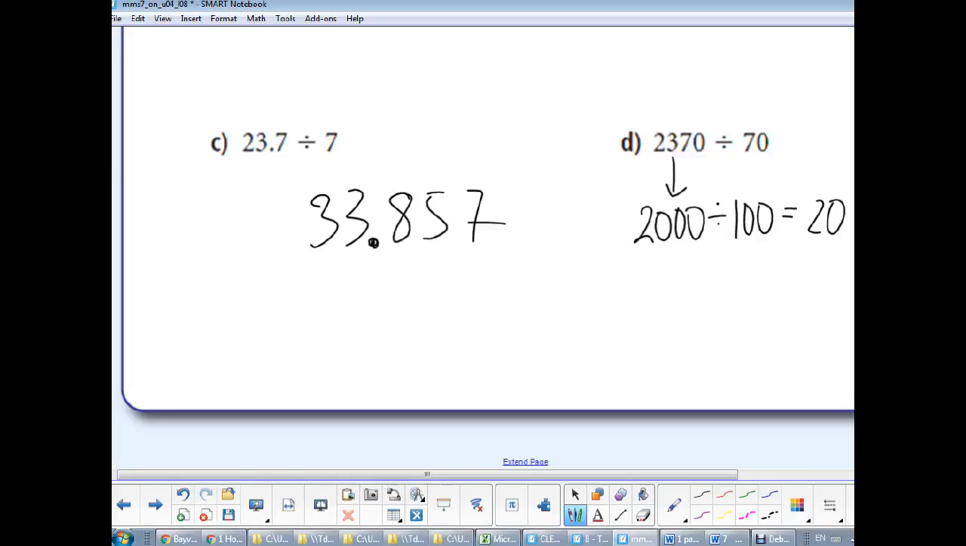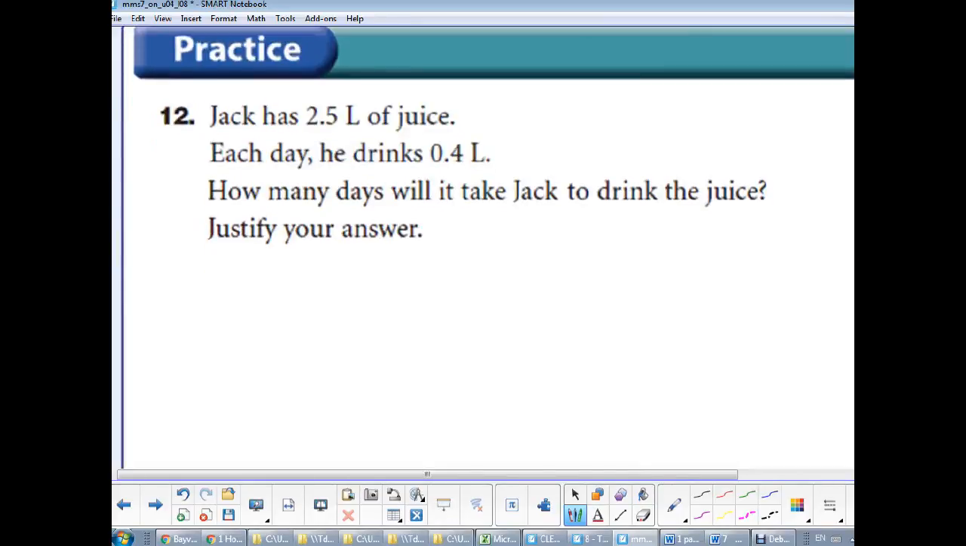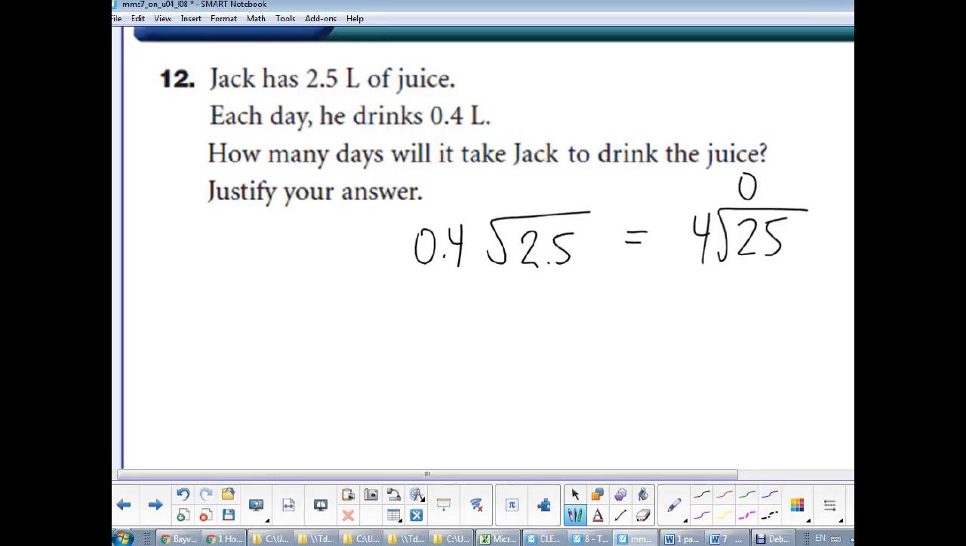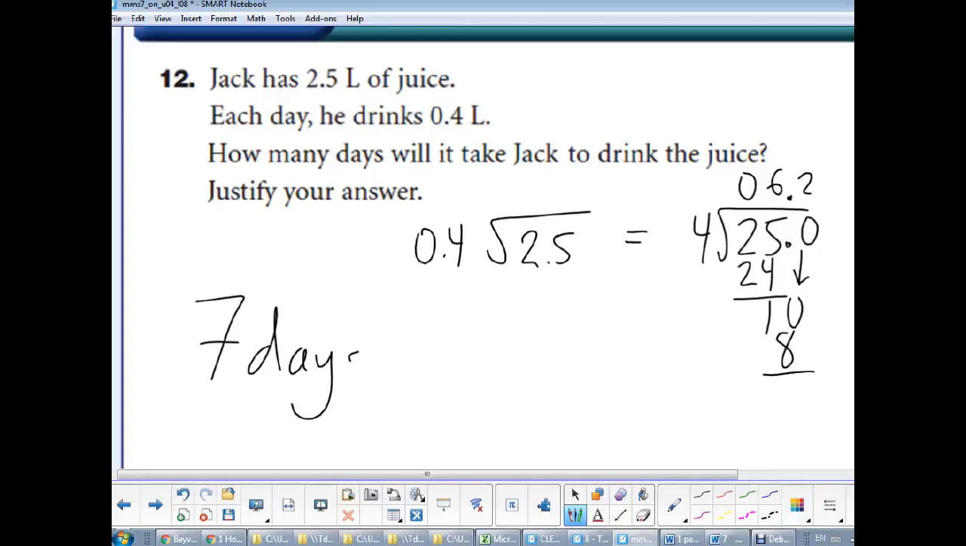And let's look at the next question. 12. Jack has 2.5 liters of juice. Each day he drinks 0.4 liters. How many days will it take him to drink the juice? Justify your answer. Well, that's a simple division question. He has 2.5 liters. He drinks 0.4 liters every day. We're going to change that to 4 into 25. 4 goes into 2 0 times, into 25 6 times. Put a decimal, add a 0, bring down the 0. 4 goes into 10 2 times, which will be 8. So the answer is 6.2. You can't have 0.2 of a day, so it will take him 7 days to finish the juice.